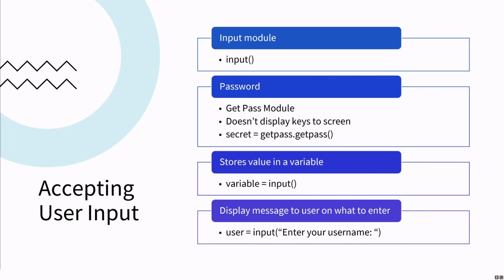So to do passwords, we are going to use the getPass module. We use the input and getPass module to store the values as variables and then pass those variables to things like authentication or API calls. And we can use the input and getPass function to display a message to the screen letting the user know what it is that we need from them.